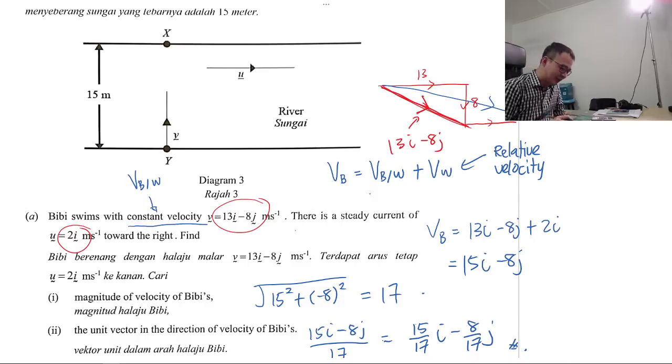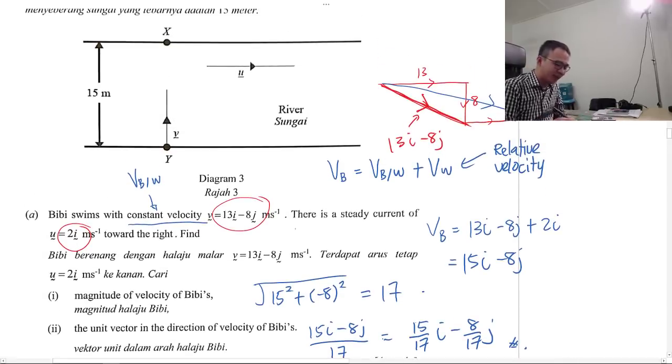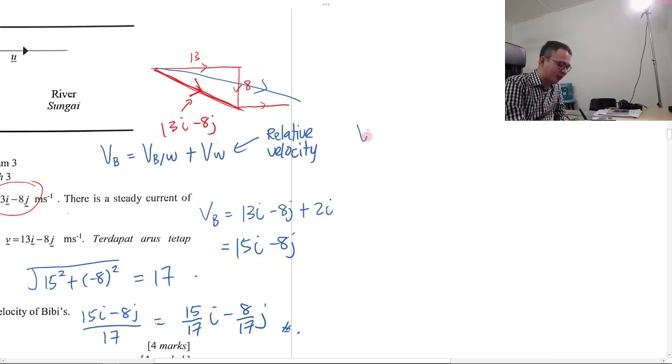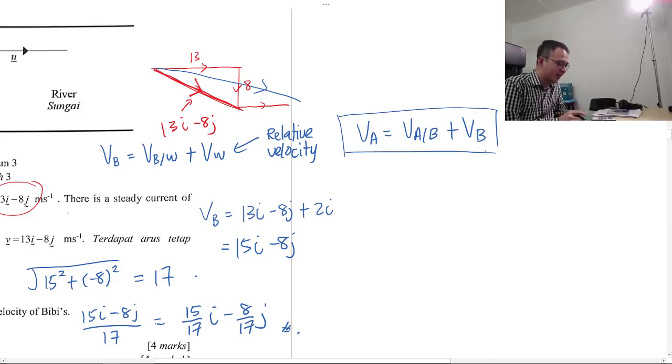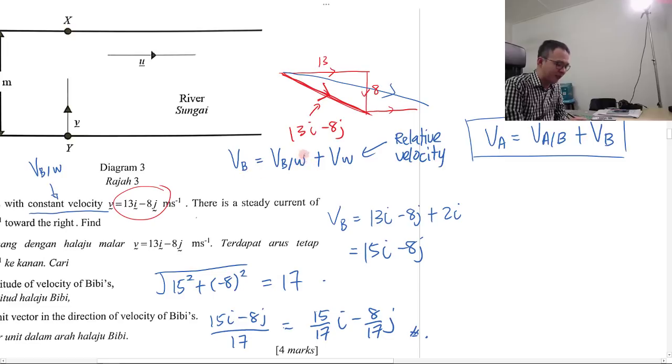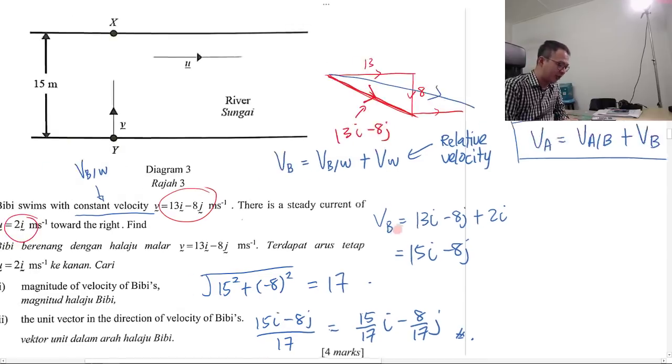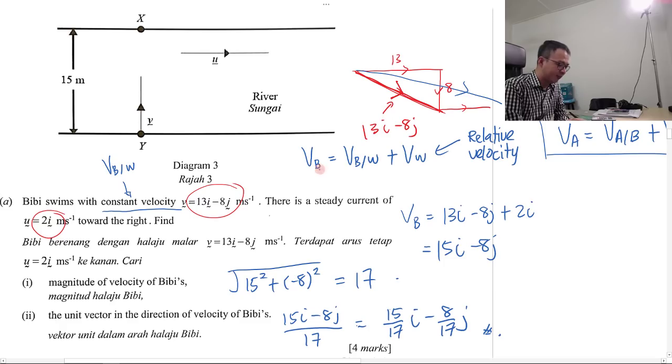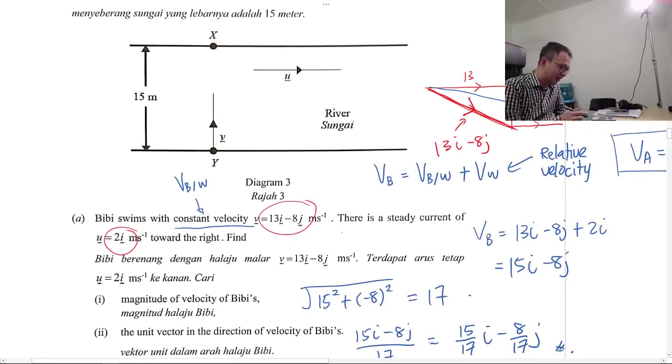Therefore, in relative velocity, you have a formula: velocity of A equals velocity of A relative to B plus the velocity of B. So in this case, I will assume B is the pp and W stands for water. In order to get the velocity of the pp, you basically need to find the velocity of the pp relative to the water plus the velocity of the water. And I guess this one is the pp relative to water, because the question says the pp swims with constant velocity.